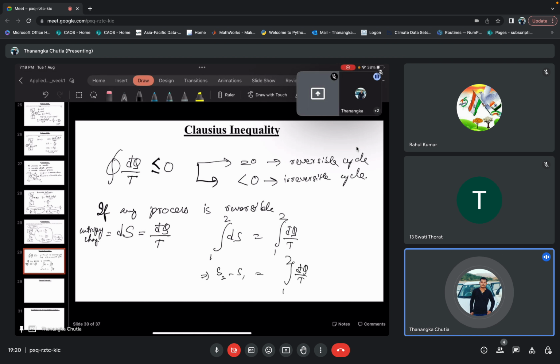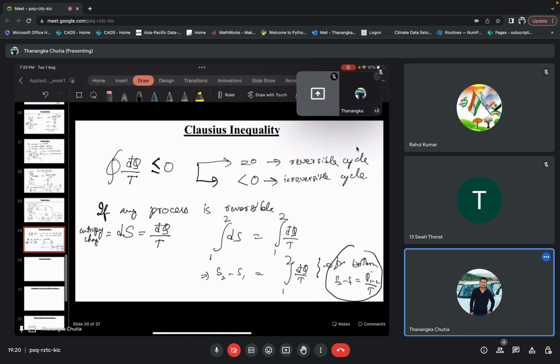Now this we can't do anything with. The only thing we can do is that, suppose it is at constant temperature, then this T will come out and it will basically be the net heat input. So for isothermal, S2 minus S1 will be equal to Q 1 to 2 by T, where T is the constant temperature. So this Clausius inequality gave pathway to this particular phenomenon.